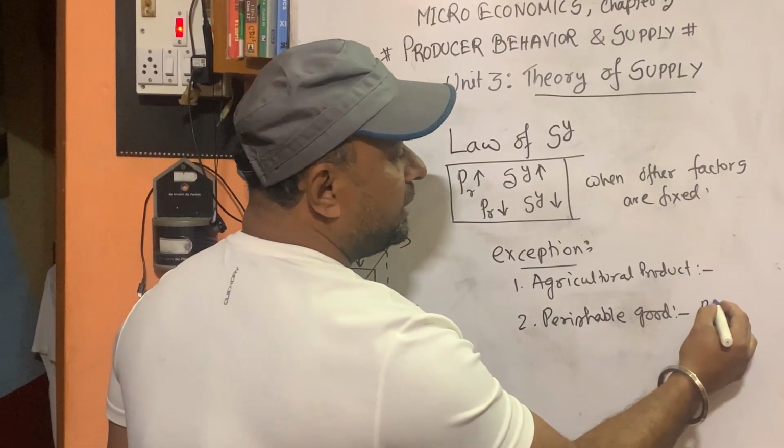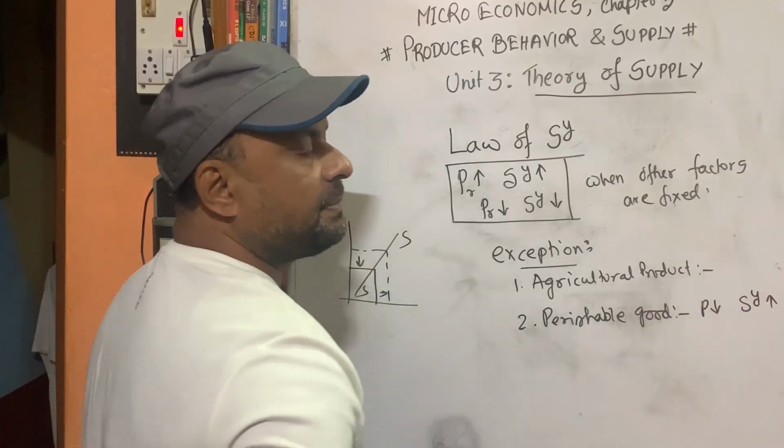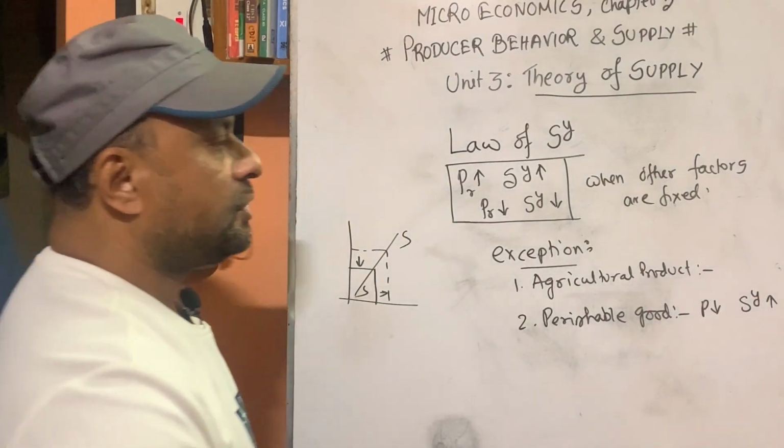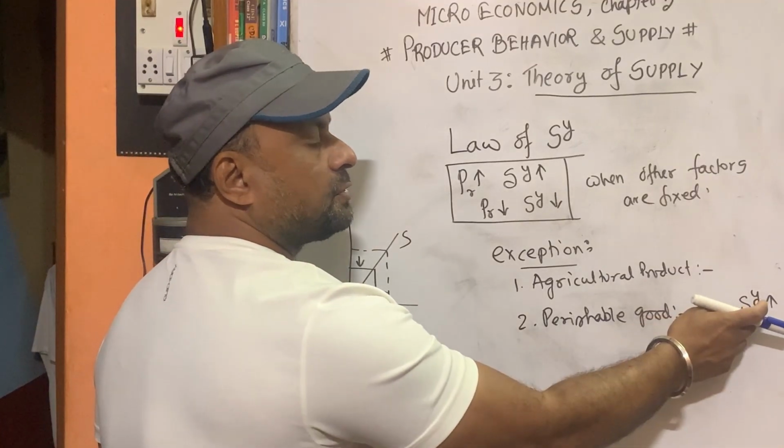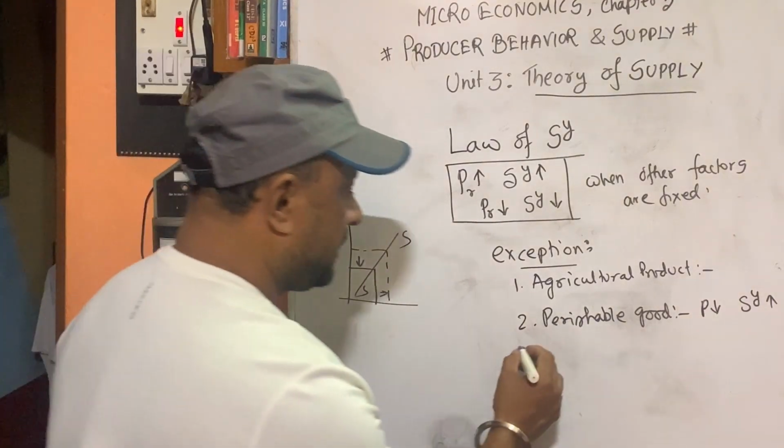So with the fall in the price also, supply may increase, or with the rise in the price also, supply may decrease. It is not possible that with the rise in the price, supply increases, because he cannot store such goods for a long period.